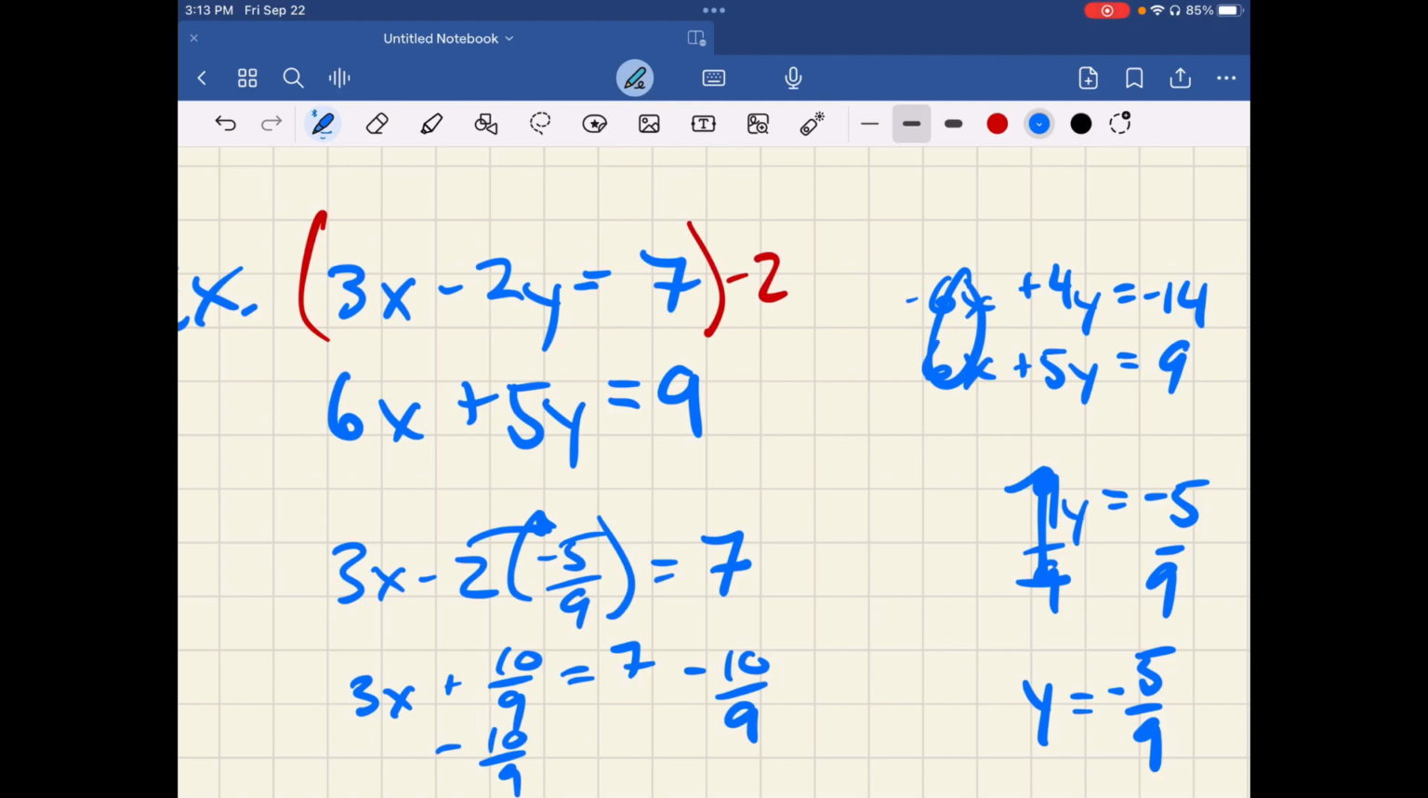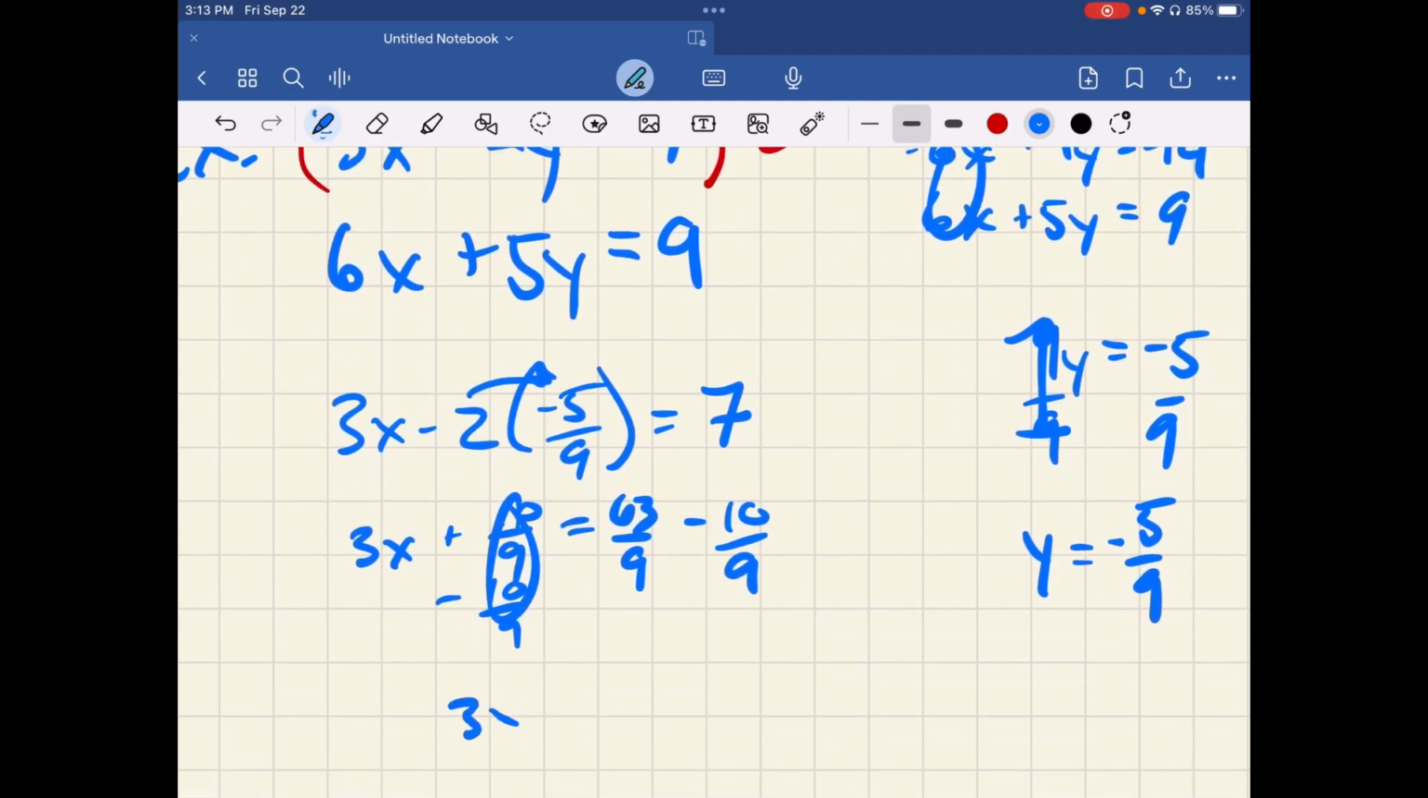And what you can do now is I'm going to change that 7. Okay, I'm going to erase that. So I still need it to be 7, but I need the denominator on the bottom to be 9 so that I can do my fraction subtraction. And then 7 times 9 would be 63. Okay, so then I get 0 over here. Now I've got 3x equals, and that would be 53 over 9.